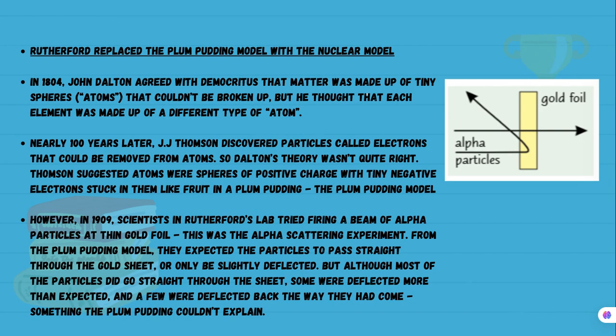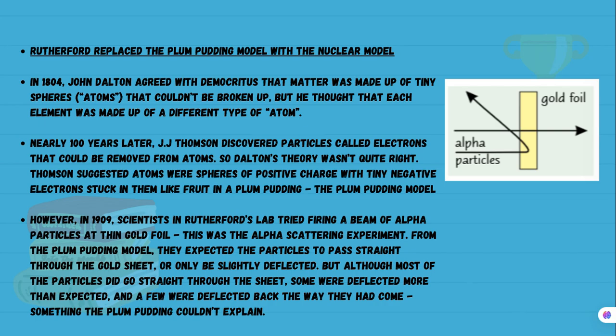Rutherford replaced the plum pudding model with the nuclear model. In 1804, John Dalton agreed with Democritus that matter was made up of tiny spheres, atoms, that couldn't be broken up, but he thought that each element was made up of a different type of atom. Nearly 100 years later, J.J. Thomson discovered particles called electrons that could be removed from atoms, so Dalton's theory wasn't quite right. Thomson suggested atoms were spheres of positive charge with tiny negative electrons stuck in them, like fruit in a plum pudding, the plum pudding model.